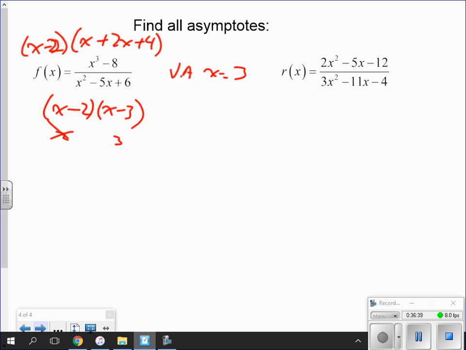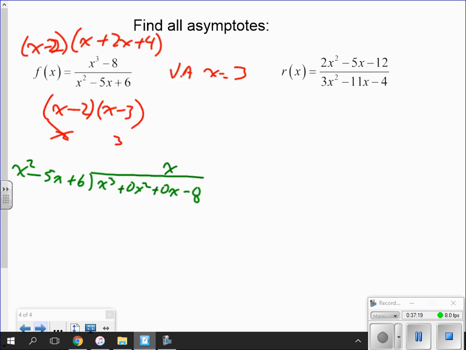So my denominator, x squared minus 5x plus 6. My numerator, x cubed plus 0x squared plus 0x minus 8. And this actually is not difficult long division. It really isn't. x squared goes into x cubed how many times? 1x times, right? So it goes in x times.